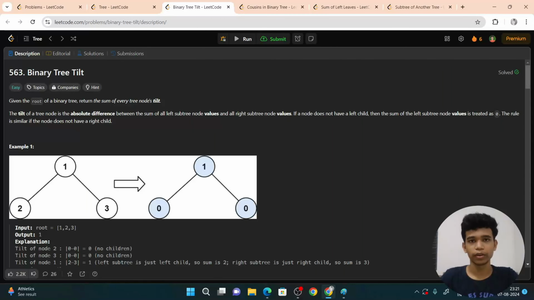In this video, we are going to see Leetcode question number 563, Binary Tilt. Given the root of a binary tree, return the sum of every tree node's tilt. The tilt of the tree node is the absolute difference between the sum of all left subtree node values and all right subtree node values. If a node does not have any left child, then the sum of the left subtree node values is treated as 0. This same rule is applicable for the right child also.